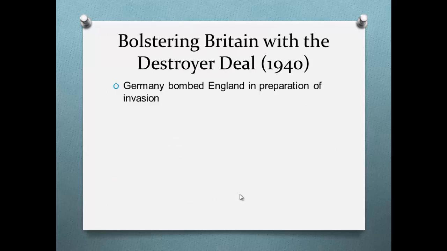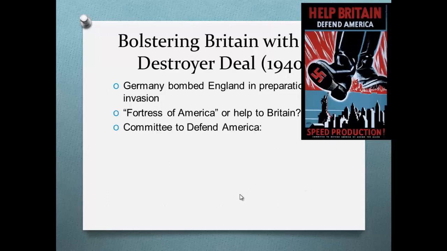Okay, Germany is bombing the crap out of England in preparation for invasion, and this is one of Hitler's two major mistakes he makes during the war. So the question is, does the U.S. become this fortress of America, this idea of building up America, defending itself if need be, or do they cross the line and help out Britain? Well, there's going to be two different groups that emerge at this time.